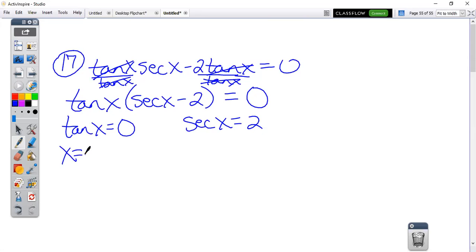So on the first one, you're looking for everywhere on your chart where tangent of x is 0. That's 0, 180, and 360. And you're also looking for everywhere secant of x is 2. That would be 60 degrees and 300 degrees.